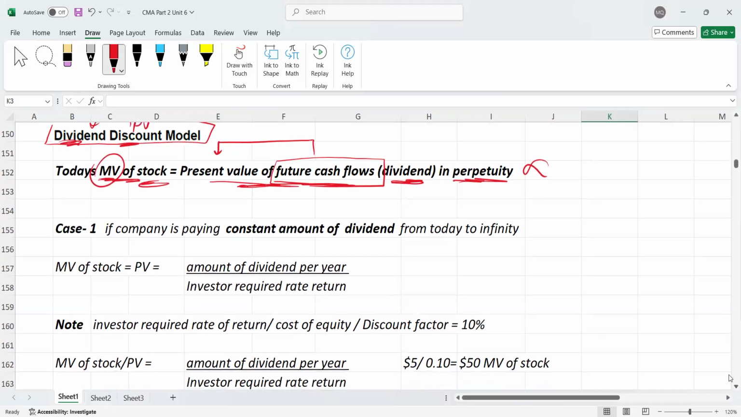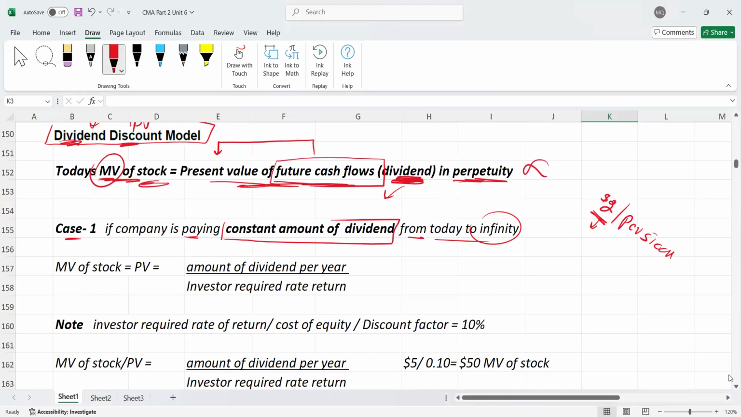Because we have to calculate the present value of future cash flows, and that is going to be your market value. Case number one is if the company is paying a constant amount of dividend from today to infinity. What does a constant amount of dividend mean? For example, $2 per share or per stock, and this $2 is fixed for infinity or perpetuity. So this is the scenario.